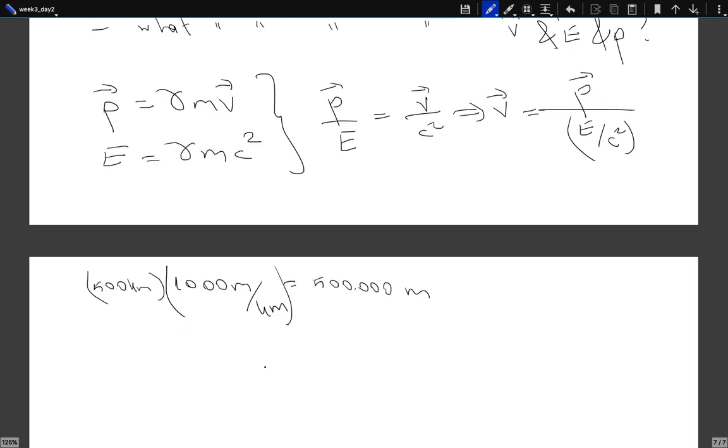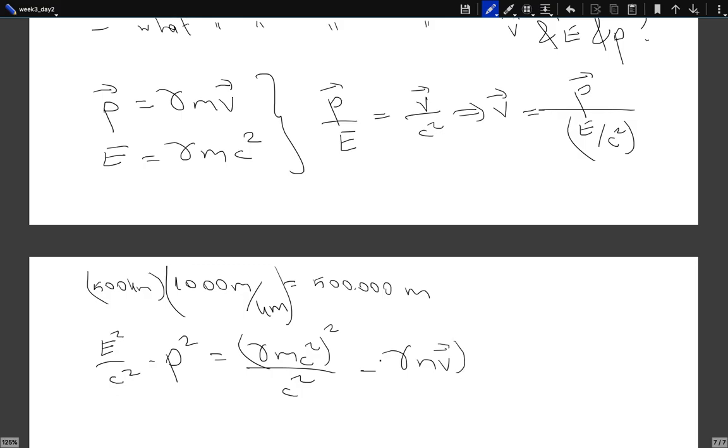Now let's look at something else. Let me just write down the result. Let's look at E squared over c squared minus p squared. Well, on one hand, E squared is gamma m c squared, squared, over c squared minus gamma m v squared.